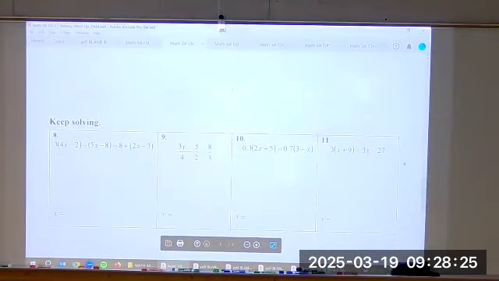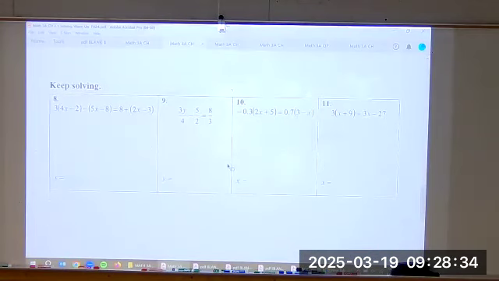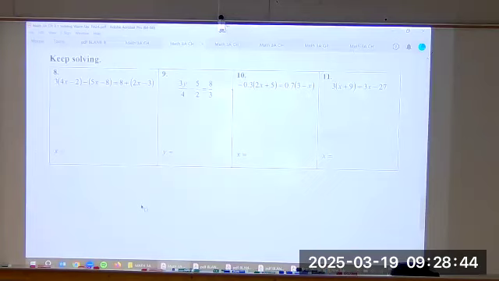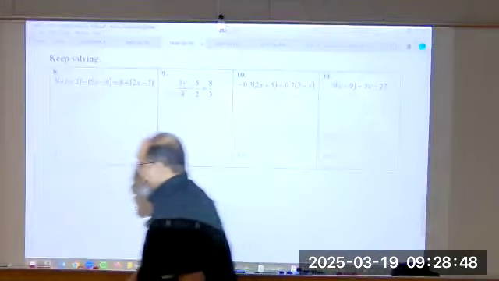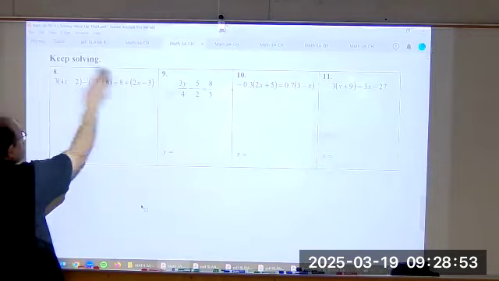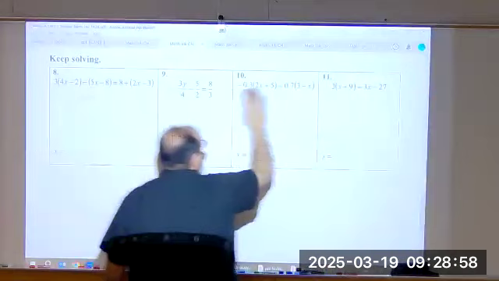Oh, I just gave away number 11. That means 8, 9, and 10. So simplify both sides first. Now we have a whole bunch of stuff on number 8. Number 9, it's got fractions. And number 10, it's got decimals.